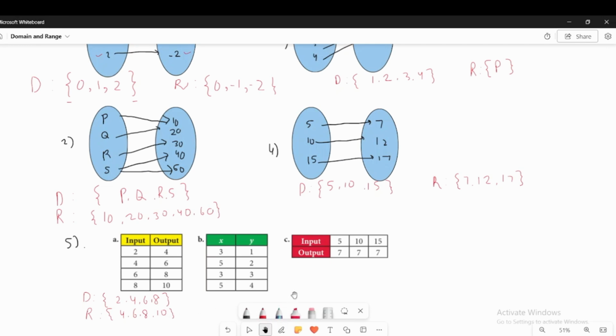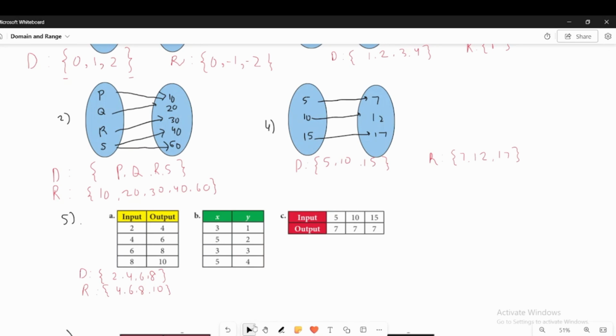In the next example, your domain is going to be 3 and 5, although it's occurring 4 times, right? 3 is occurring 2 times and 5 is occurring also 2 times, but make sure you only write it once. So your domain is 3, 5 and your range is here 1, 2, 3 and 4, and this is again not a function. We have actually done all these examples when we were studying functions and the very first video, but yeah, I'm using the same examples to explain to you what is domain and range of any function.